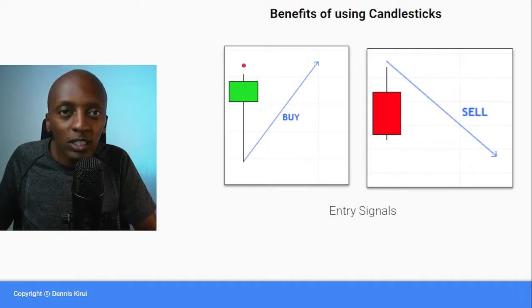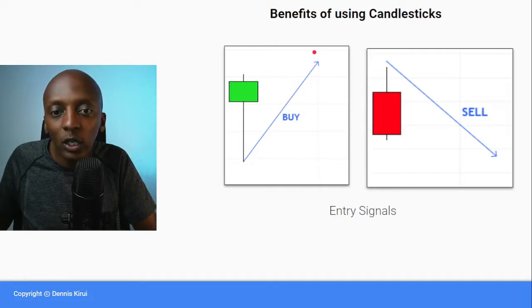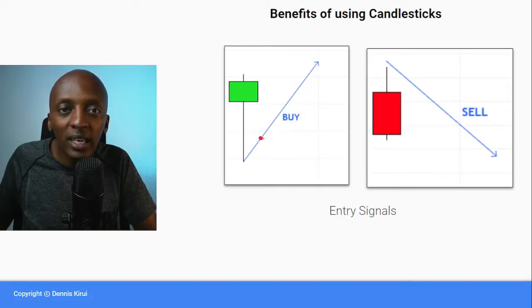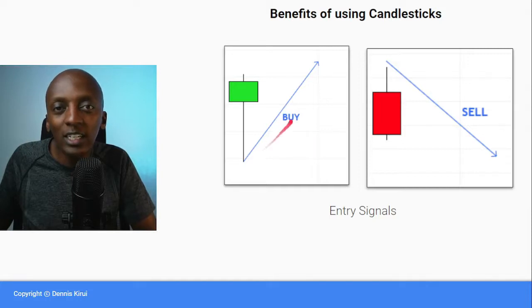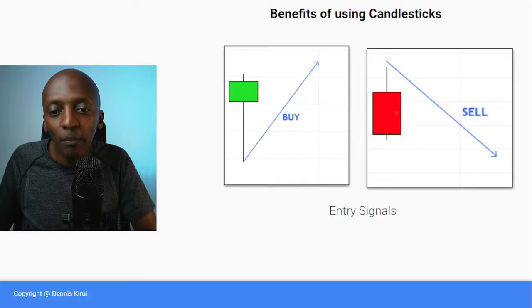So based on the signals that you've learned, for example, this is a pin bar. So when you see a pin bar like this, it means there's a likelihood the market is going to go higher, meaning it's a high probability opportunity that is going to be a profitable trade. And if, for example, you see this is a bearish tail bar, it indicates that the market is likely to go down. So it's a good signal to sell. So the first point, candlestick charts can help you to identify good entry signals.